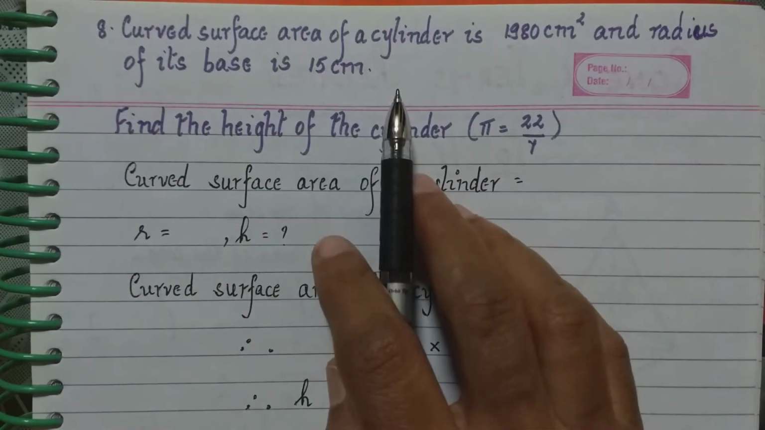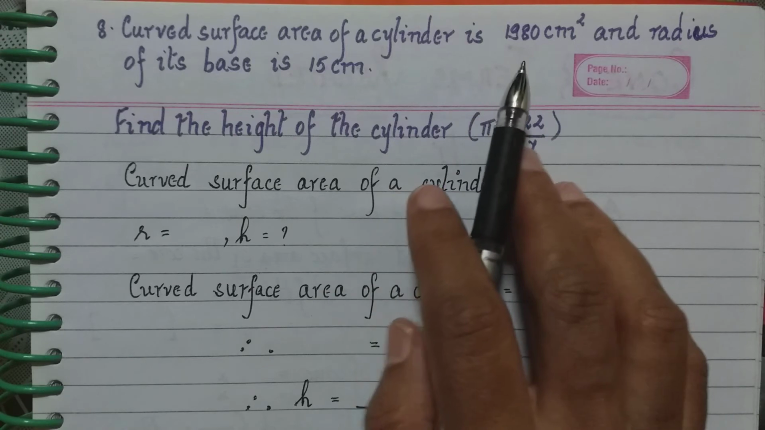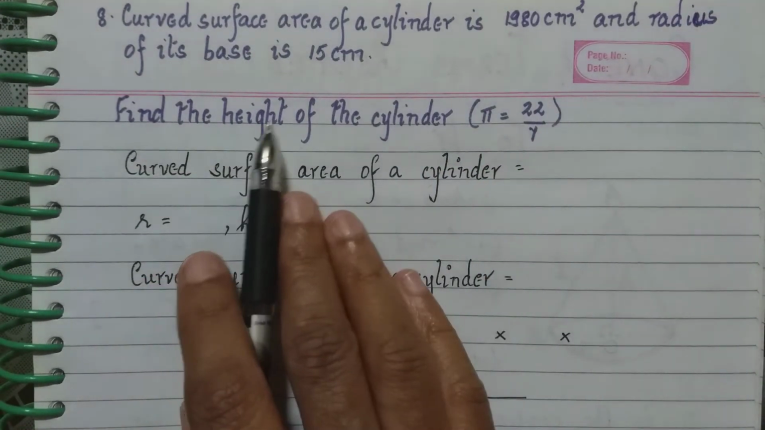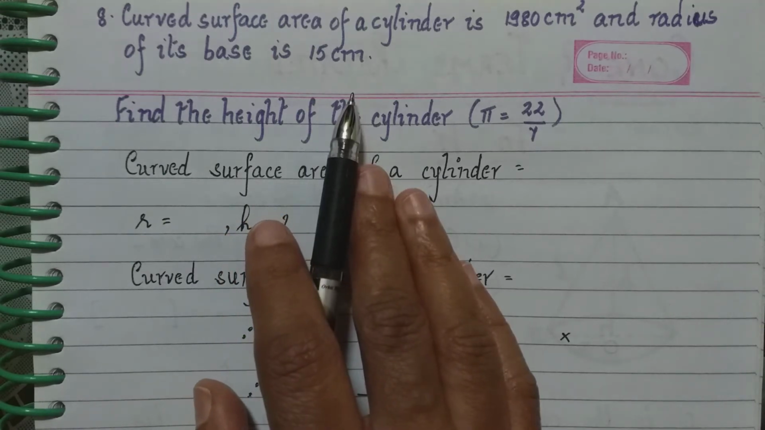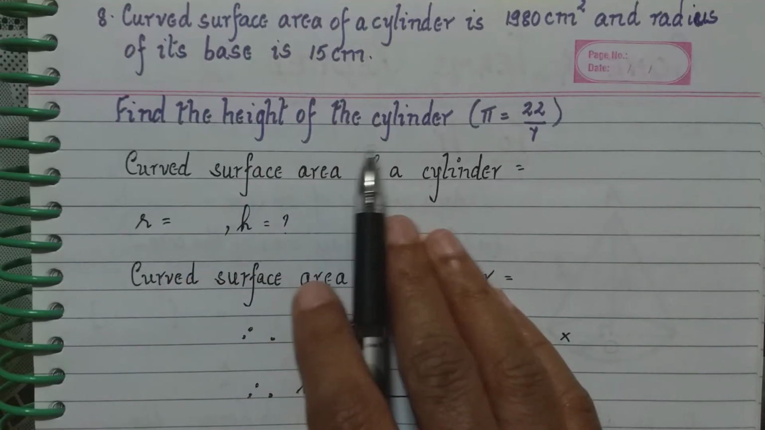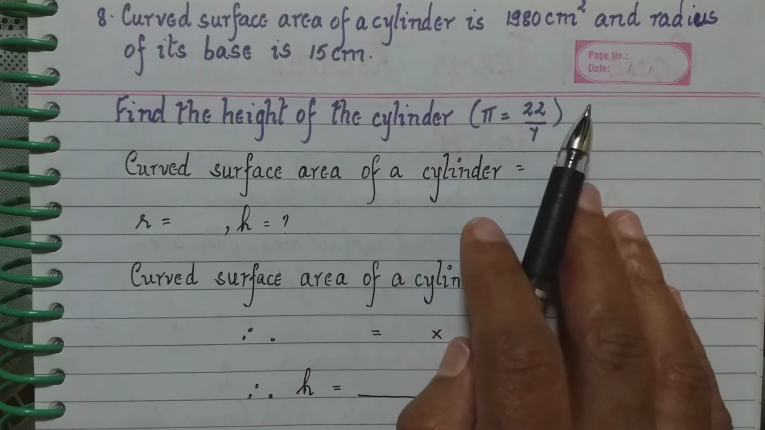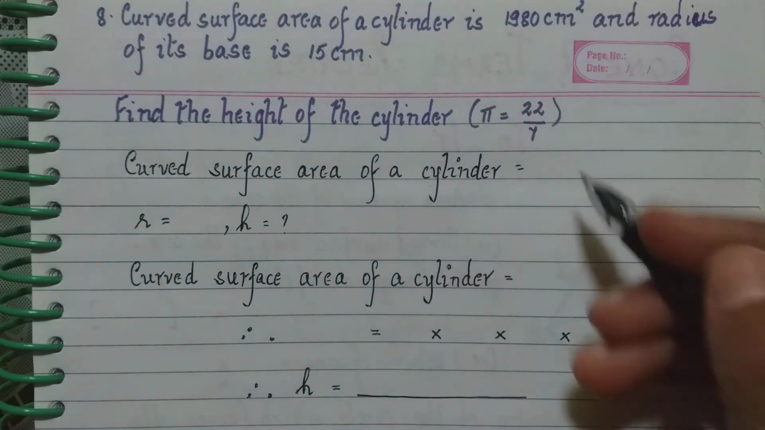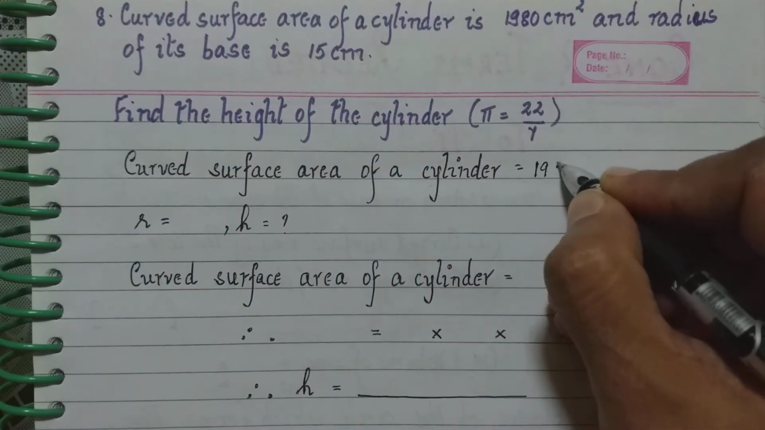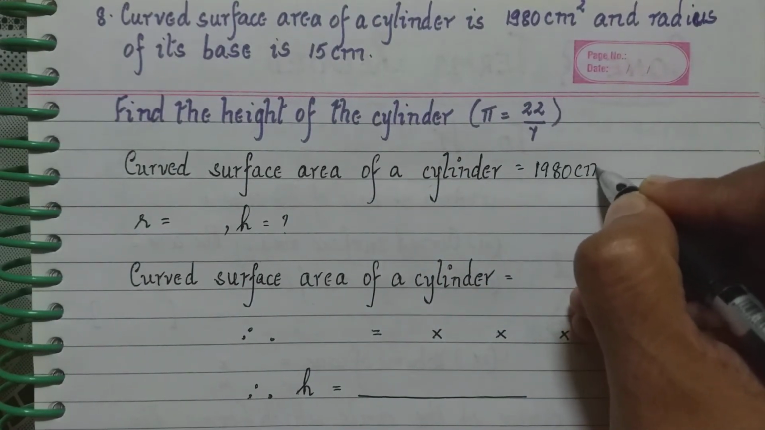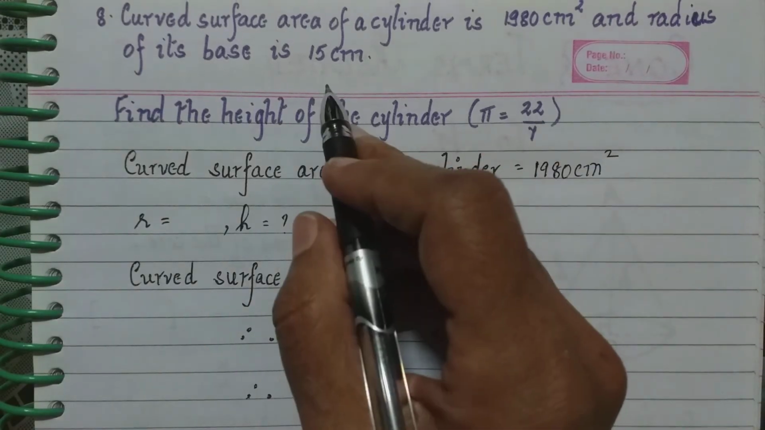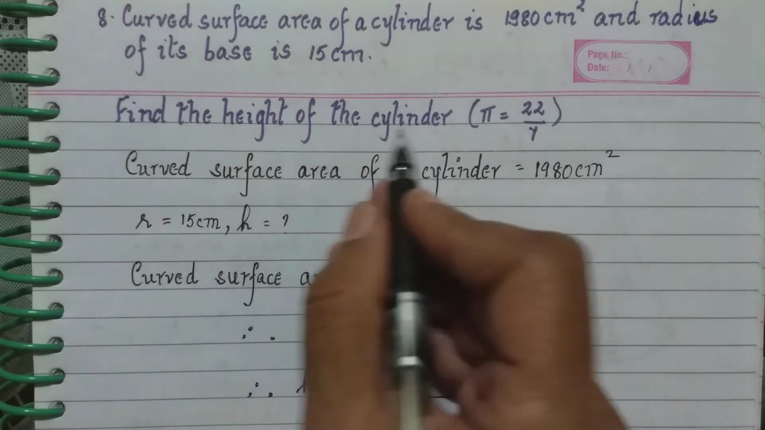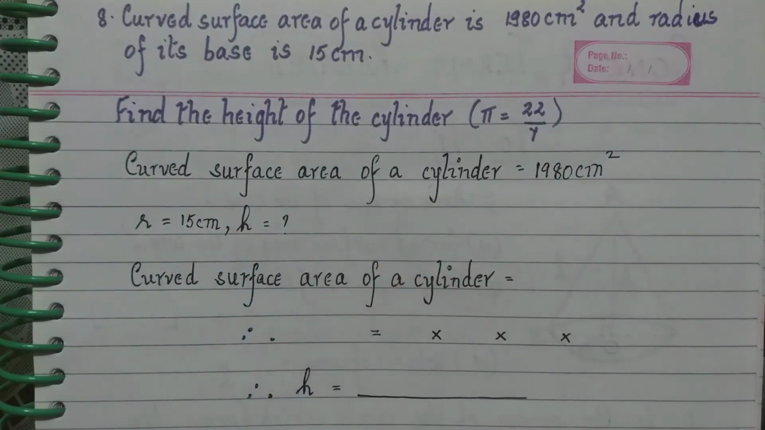Eighth question. Curved surface area of a cylinder is 1980 centimeter square and radius of its base is 15 centimeter. Find the height of the cylinder. They have given pi here as 22 by 7. So we write curved surface area of the cylinder is given here 1980 centimeter square. Radius is 15 centimeters, so r equal to 15 centimeter. We have to find the height. So h equal to how much?